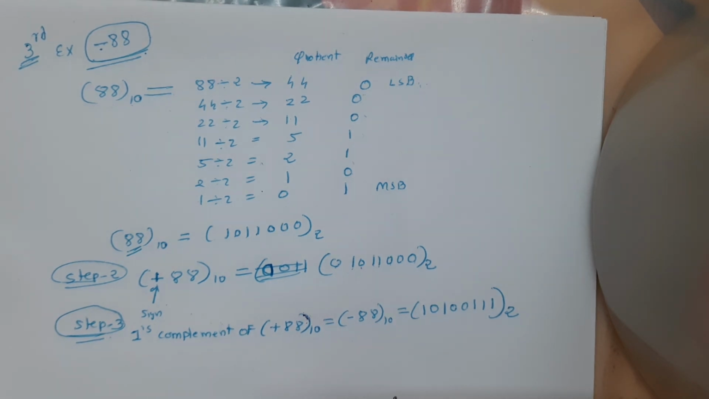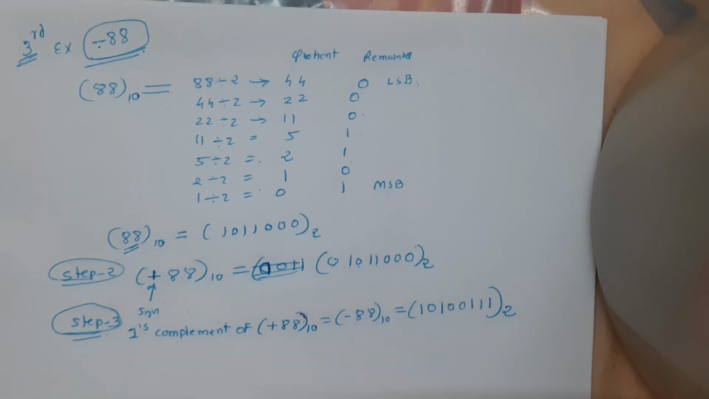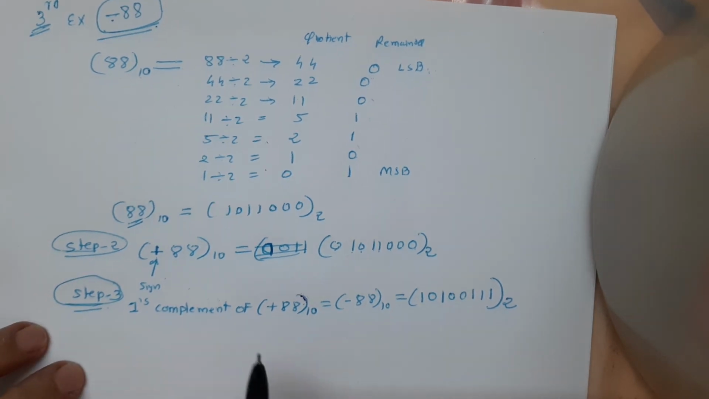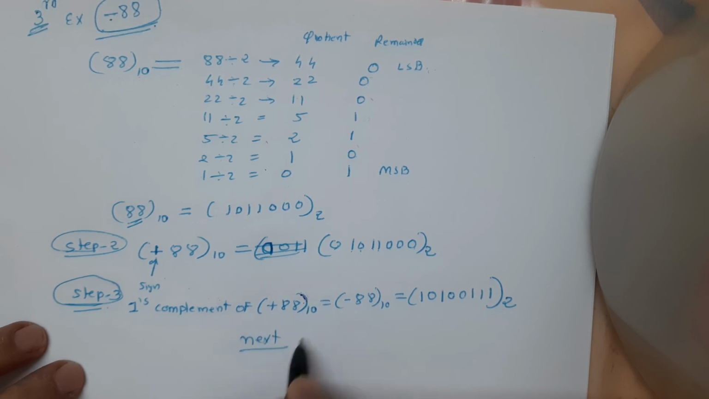So in this way, minus 88 can be changed into ones complement form. It is represented in ones complement. And the last one is the twos complement. What happens in the twos complement representation, we will discuss in the next lecture. Thank you.